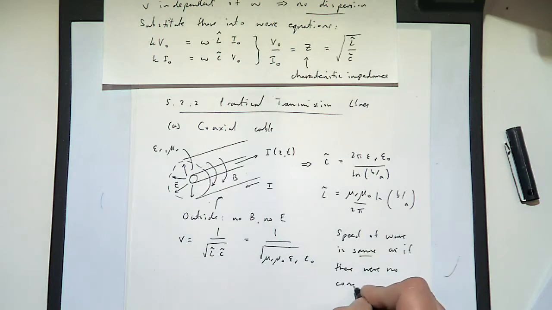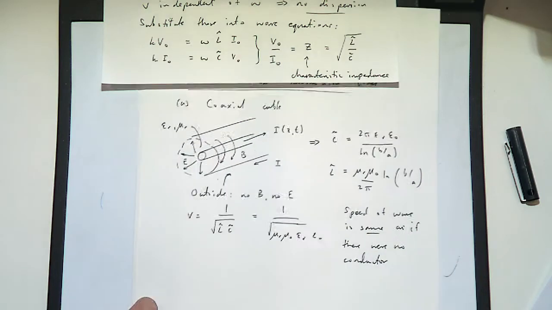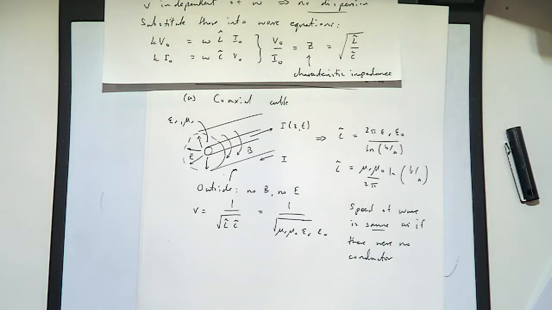Right? The function of the conductor is merely to reflect and guide. It does not change the velocity. The velocity is only due to the fact that it's a dielectric. It's the dielectric properties. And again, mu r is often 1. Right? We keep saying that.